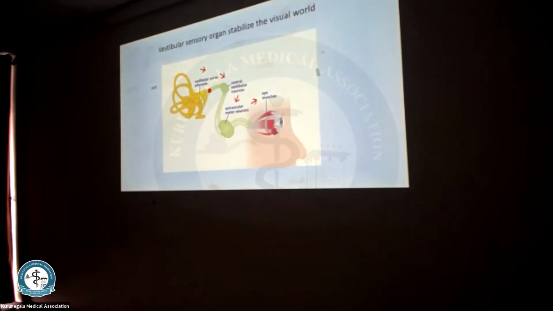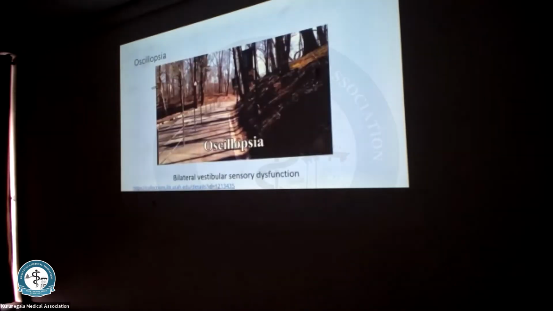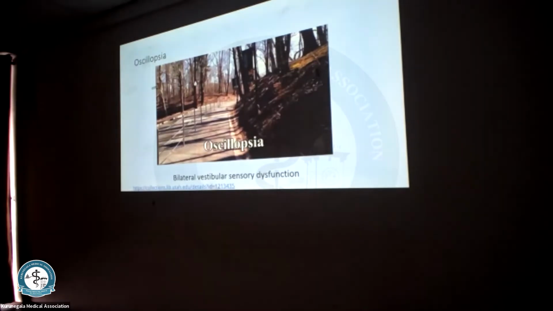So how does this vertigo occur? It is to do with the vestibular system and its connection through the brainstem, and through the brainstem, its influence on the eye muscles is to do with vertigo. I will try to illustrate this as we go along. To explain this, I will show you what oscillopsia is.